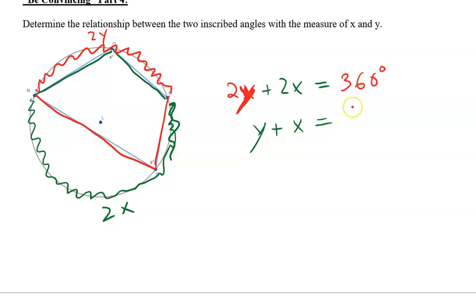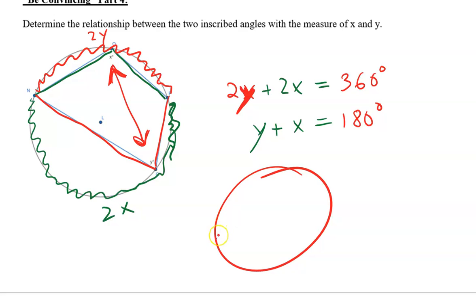So when we divide everything by 2, this will be 180 degrees, which means opposite angles in a cyclic quadrilateral are going to be supplementary. So if I know that I have some shape here, and this is 30 degrees, that means the opposite angle would have to be 150 degrees.